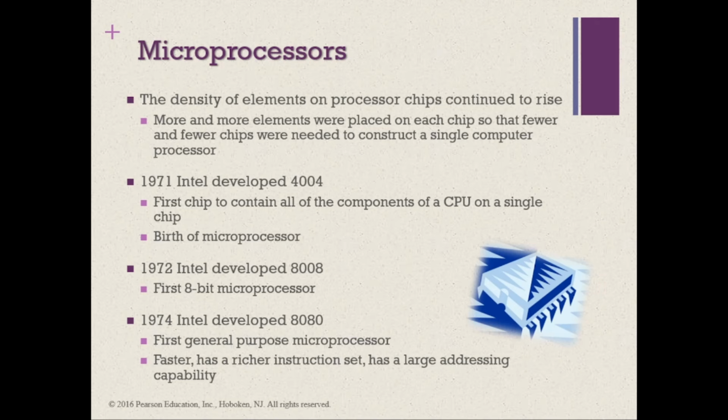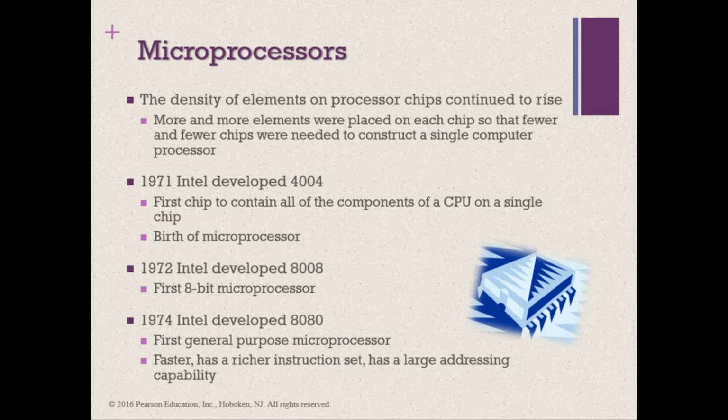As time went on, more and more elements were placed on each chip, so that fewer and fewer chips were needed to construct a single computer processor. A breakthrough was achieved in 1971 when Intel developed its 4004. The 4004 was the first chip to contain all of the components of a CPU on a single chip, and thus the microprocessor was born.